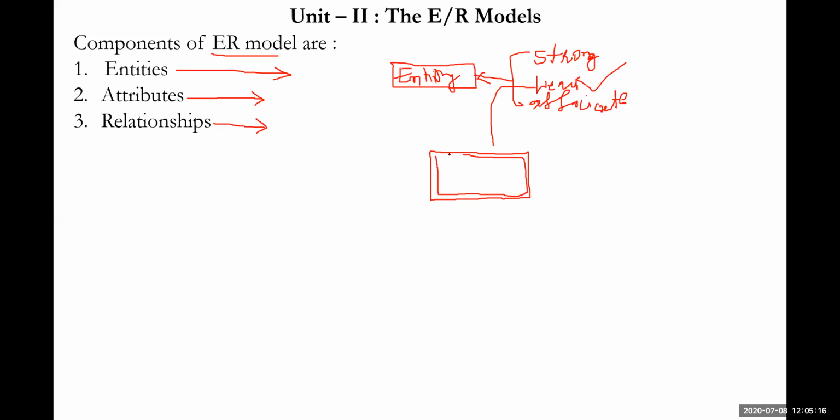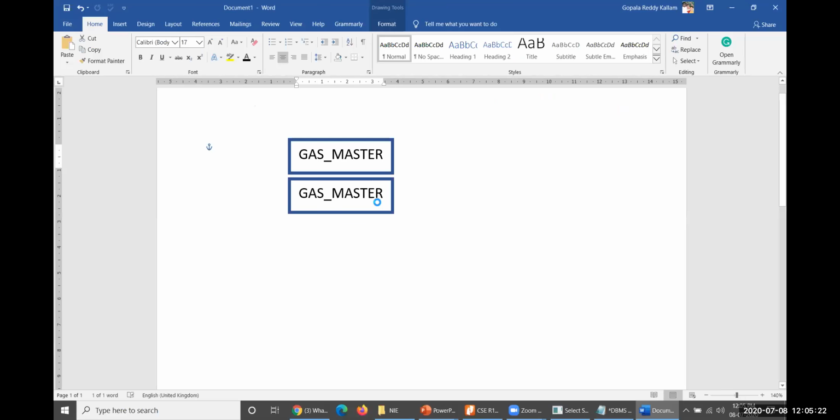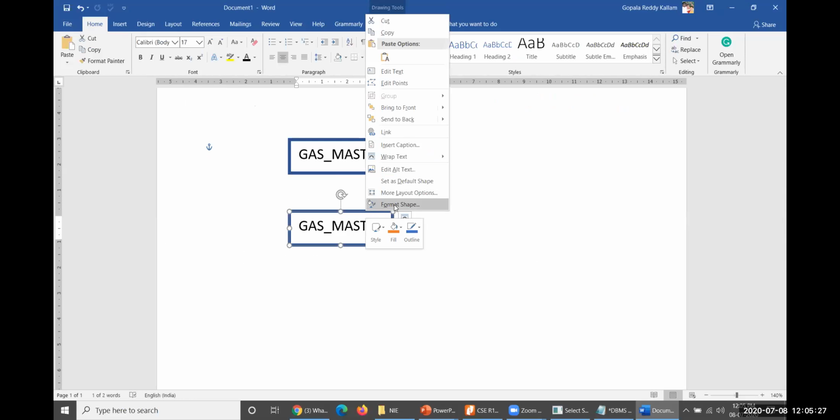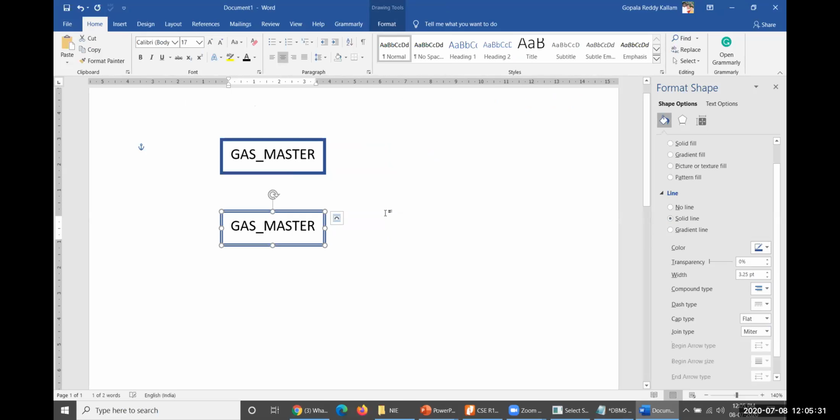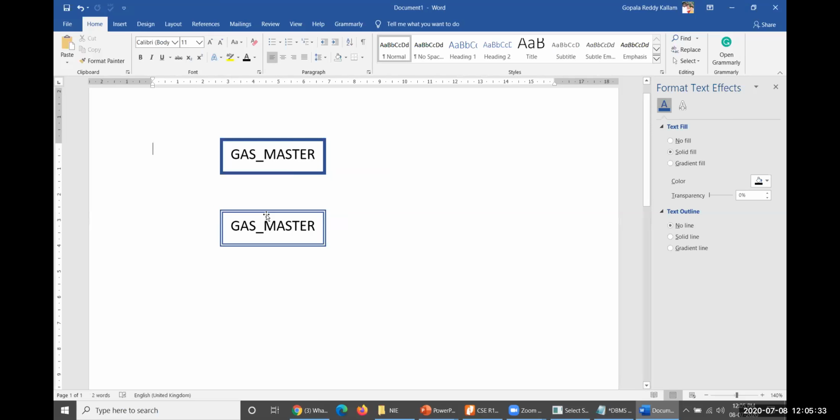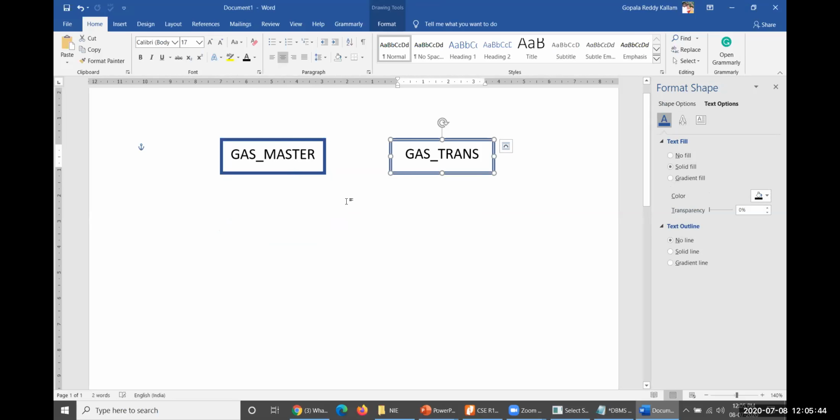A line will be two lines, something like this. Let me show you by taking the assistance of MS Word. Look at this. Let me take format shape, and here I'd like to consider like this. If the situation is seen in such a fashion, let me consider GAS_TRANS.